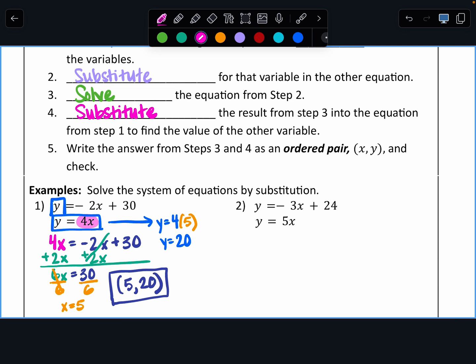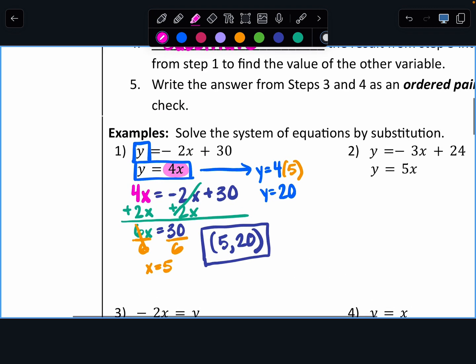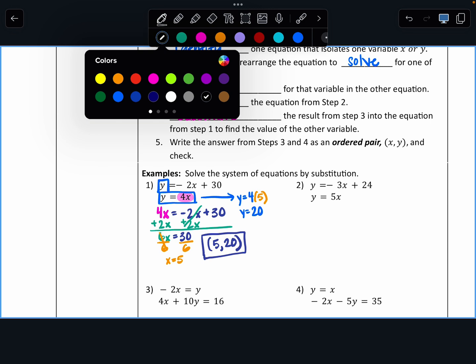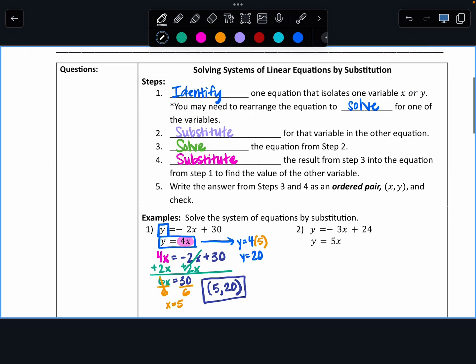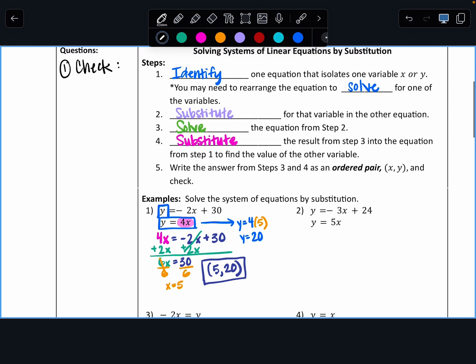Then you can check. So we didn't do that yet. Let's check to make sure that this solution is correct. So I'm going to, over here in the margin, check my answer for number 1. So what that means is I take this solution, (5, 20), and I plug it into both of those equations to make sure that the end result is true.